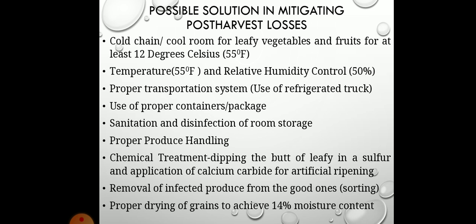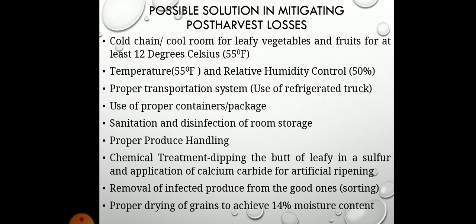So dapat hindi hinahalo ang mga diseased commodities or diseased produce in the product or during storage para hindi ma-infect yung iba.